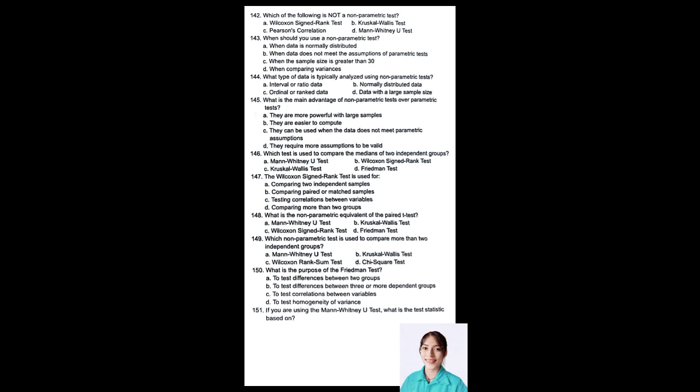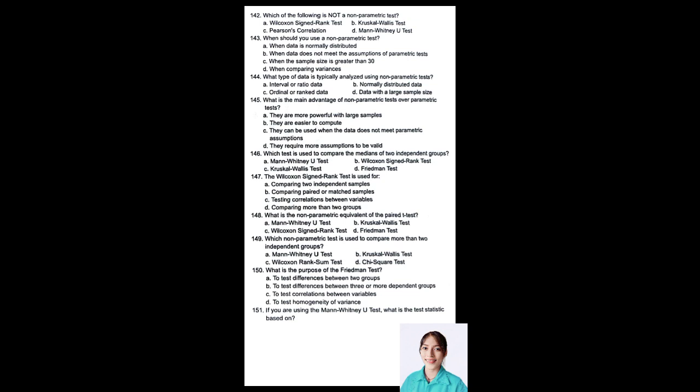Then we have 148. What is the non-parametric equivalent of the paired t-test? So the non-parametric equivalent of the paired t-test is the Wilcoxon signed-rank test, which is option C. Then we have 149. Which non-parametric test is used to compare more than two independent groups? So we can use the statistical tool, which is the Kruskal-Wallis test. So that's in option B. Then we have 150. What is the purpose of the Friedman test? So its purpose is to test differences between three or more dependent groups. So that's in option B.